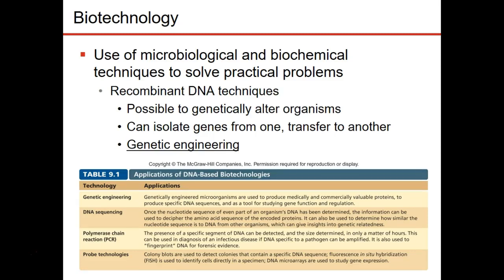So biotechnology, in a nutshell, is the use of microbiological or biochemical techniques to solve problems. So we have a problem, we need to use some way to solve it. An example, maybe we are trying to genetically alter an organism so that it can grow in the desert where it normally can't grow. Or maybe we want to produce bigger, healthier, tastier tomatoes. Or maybe we just want to make glow-in-the-dark fish because, hey, who doesn't like glow-in-the-dark anything, right?